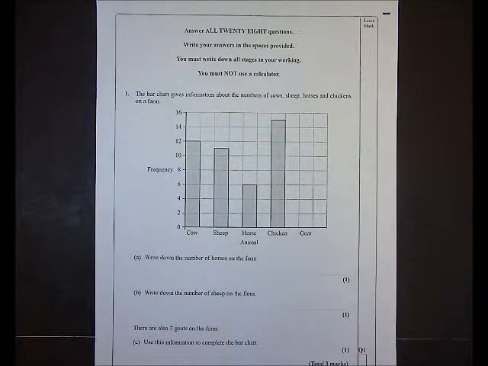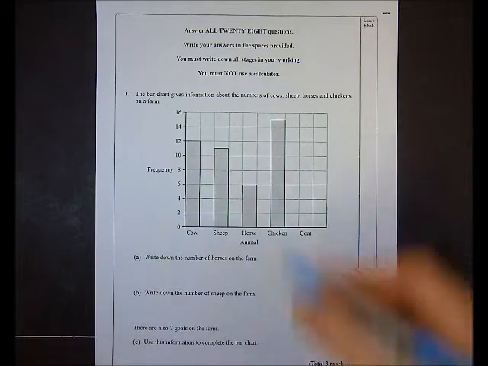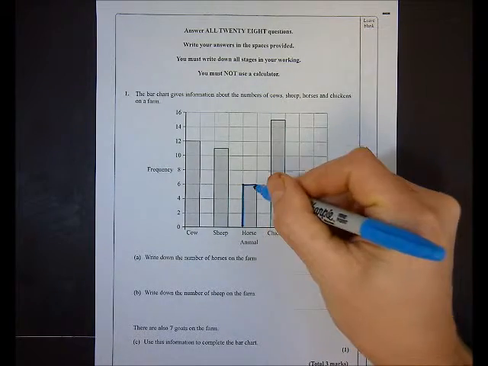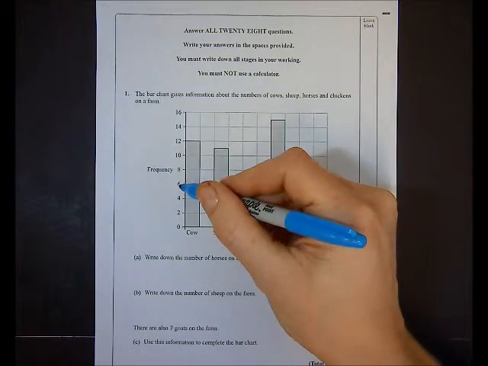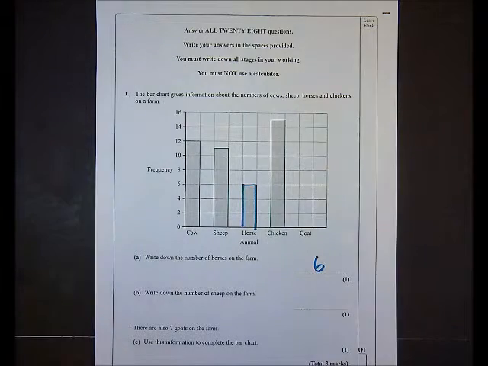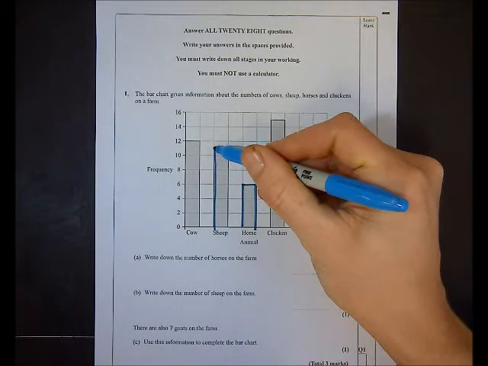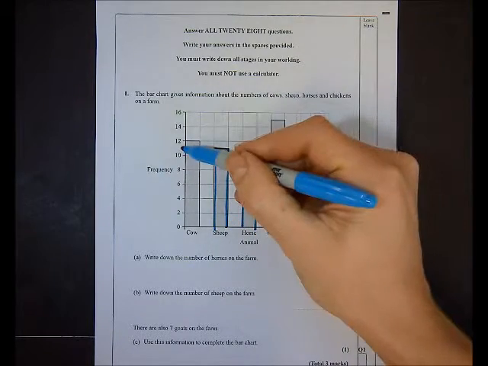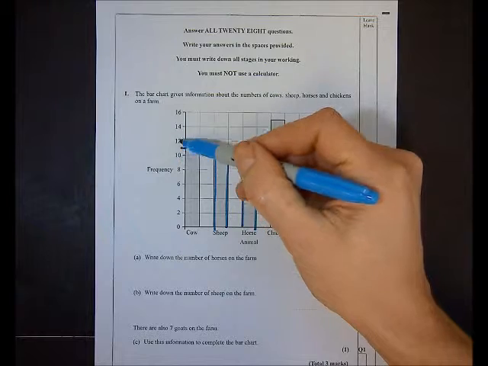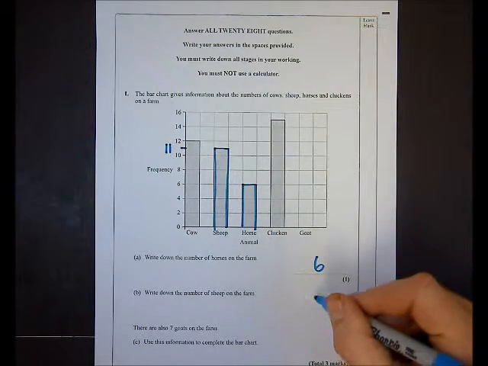In question 1, I'm given a bar chart about the number of cows, sheep, horses and chickens on a farm, and in part A, I'm asked to write down the number of horses on the farm. So I can see the number of horses on the farm is given by this bar here. So reading off from the scale, that would be 6. In part B, I'm asked to write down the number of sheep on the farm. Sheep would be this bar here, so it's slightly more complicated, and it's in between these two numbers, but using the scale, I can see that that's 11.